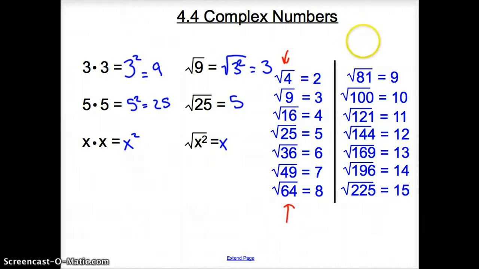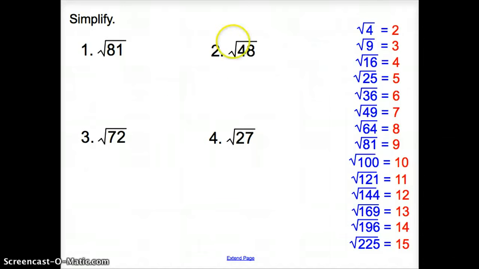All right, that all comes out very nice. So the square root of 4 is 2. The square root of 9 is 3. The square root of 16 is 4. All of those numbers are perfect squares. So let's simplify some of these. So the square root of 81. We look. Do we see an 81? Yes, we do see an 81. The square root of 81 is 9.